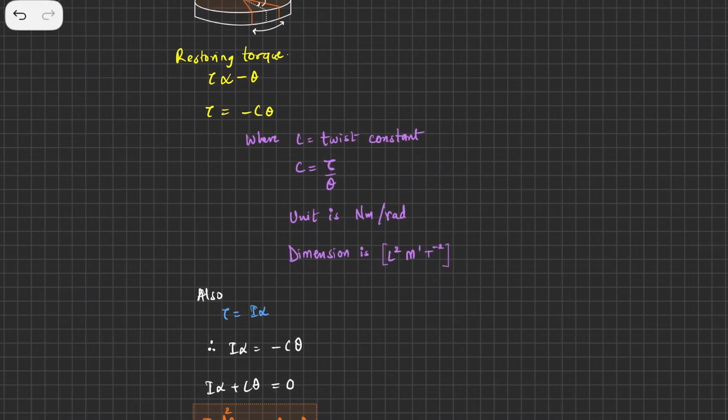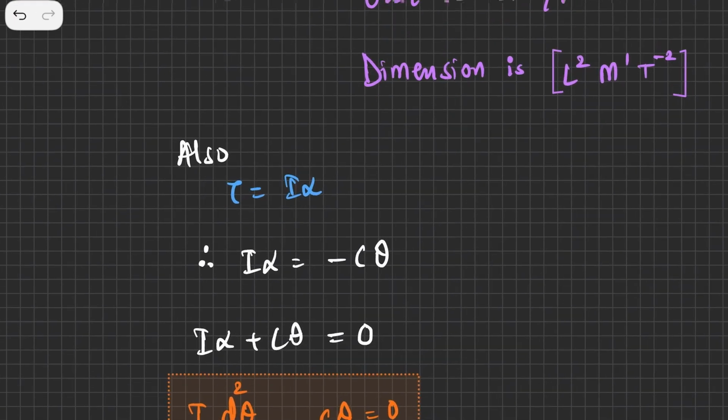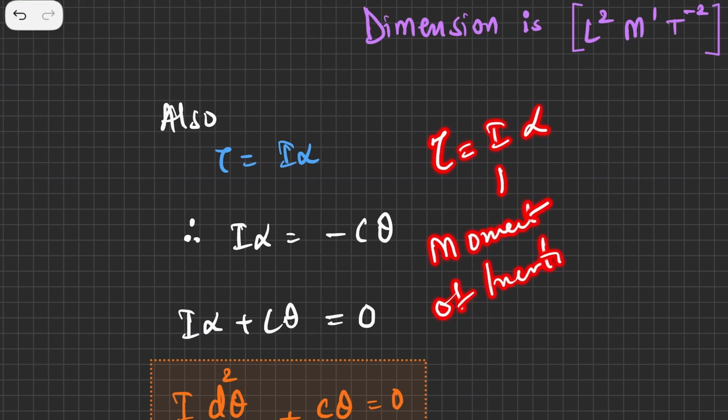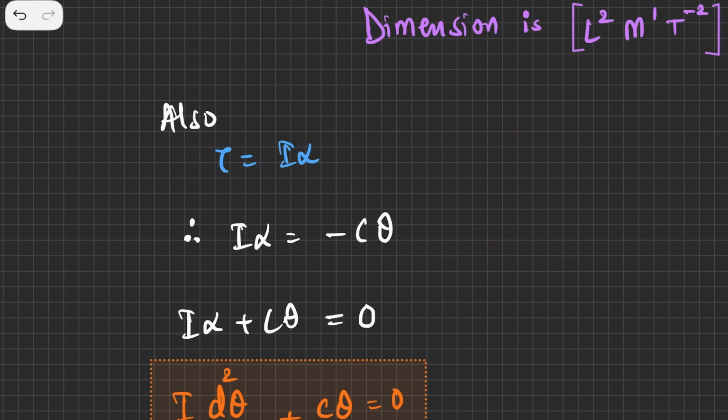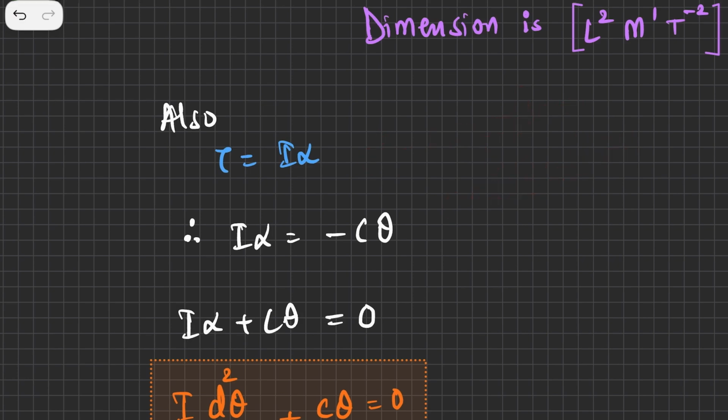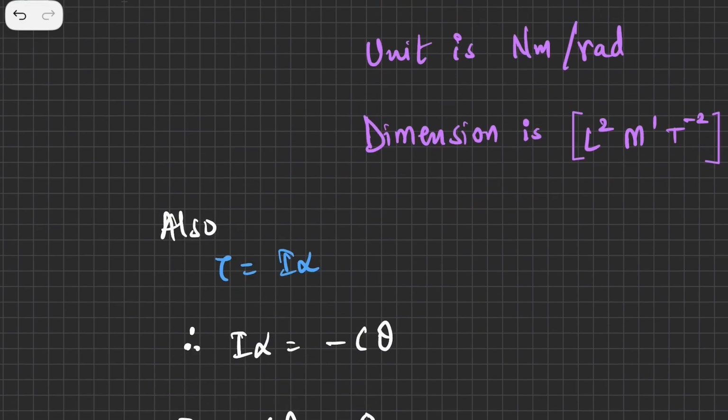Let's say, we also know from your chapter on rotational dynamics that torque is equal to I into alpha, where I stands for moment of inertia and alpha stands for angular acceleration. Now this is the formula which I have utilized from your circular motion. So wherever there is torque, I can replace it as I alpha.